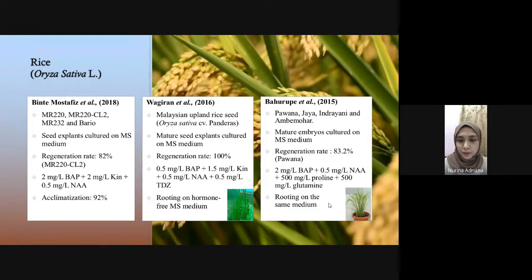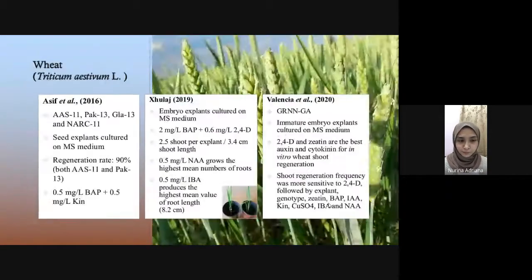Next, Bahorupi et al. 2015 studied 4 different rice cultivars, and they used mature embryos cultured on MS medium supplemented with BAP, NAA, proline, and glutamine. They achieved the highest regeneration rate of 83.2% on Pawana cultivar. Rooting was done on the same medium, and the picture shows the acclimatization of Pawana cultivar.